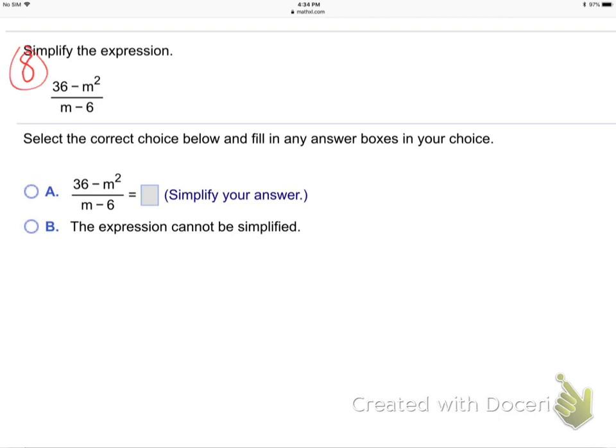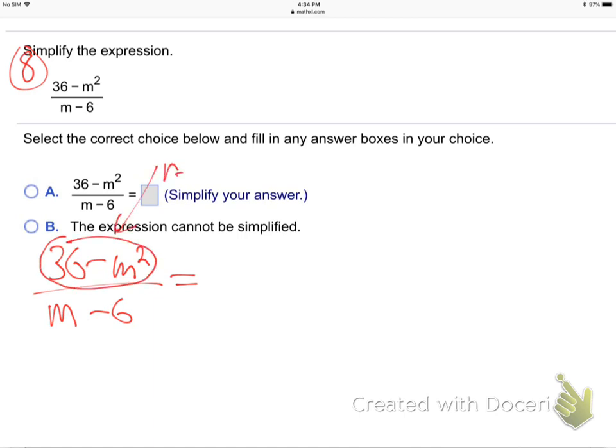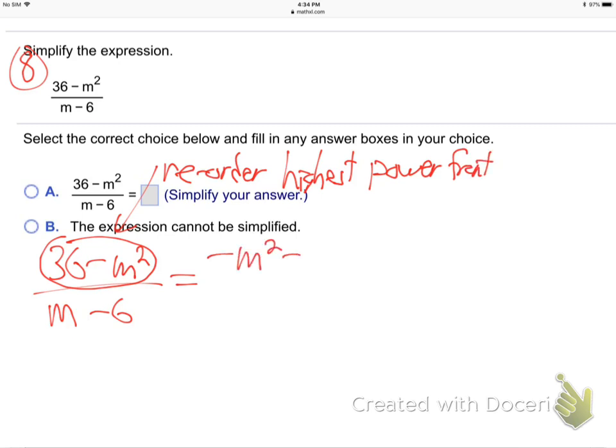So number 8. We have to simplify this expression: 36 minus m squared over m minus 6. The issue on the top is that things are out of order. So this right here, we reorder with the highest power in the front. So minus m squared, like that.